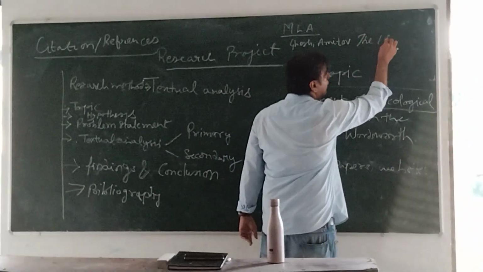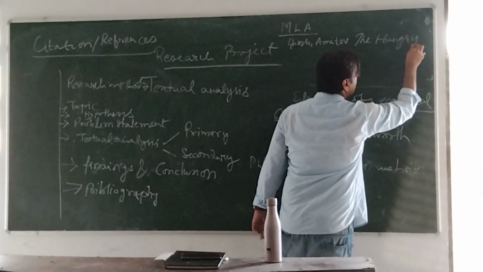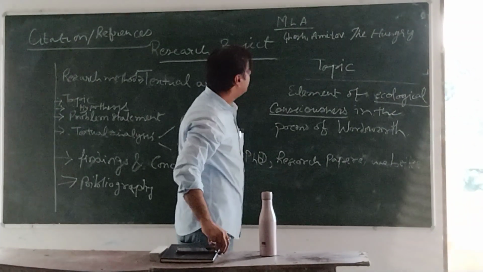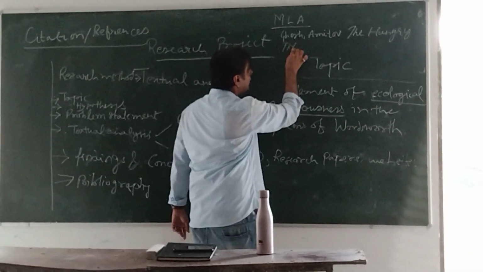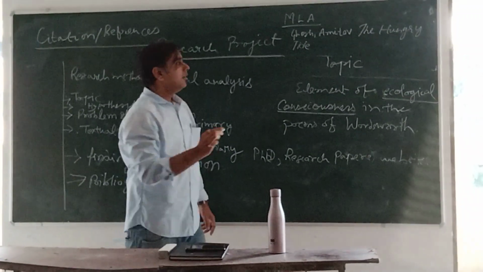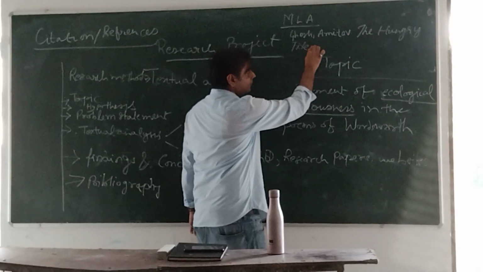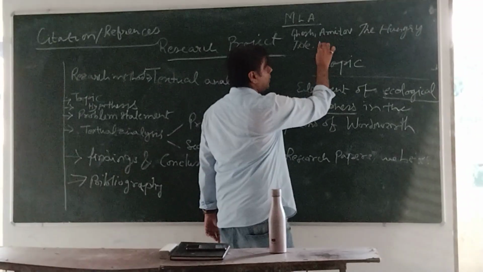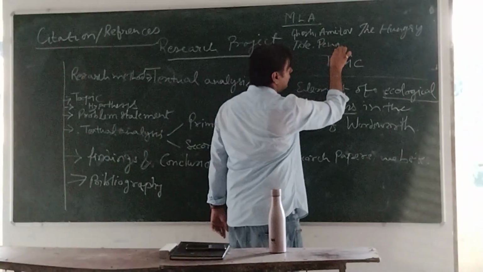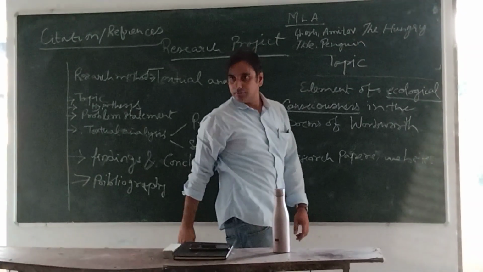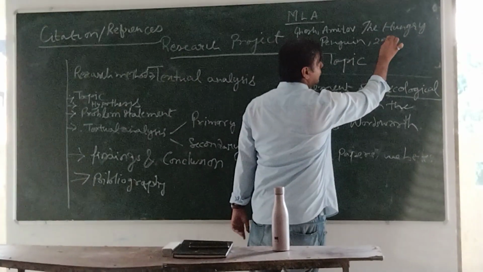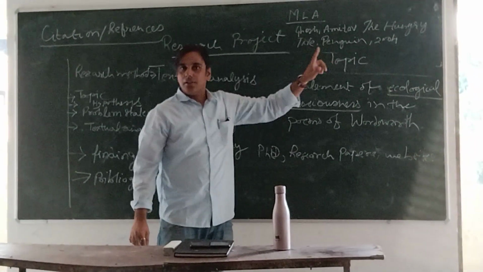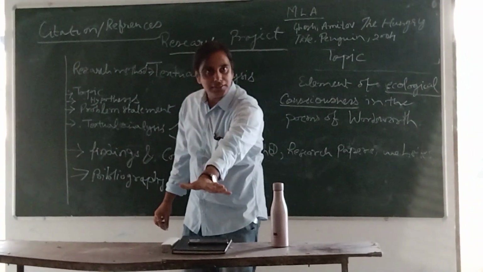Like The Hungry Tide. Okay, it will be in italics. Then comma, name of the publication. Penguin publication. In which year? 2004. You have written this on the page on which you are writing the citations.